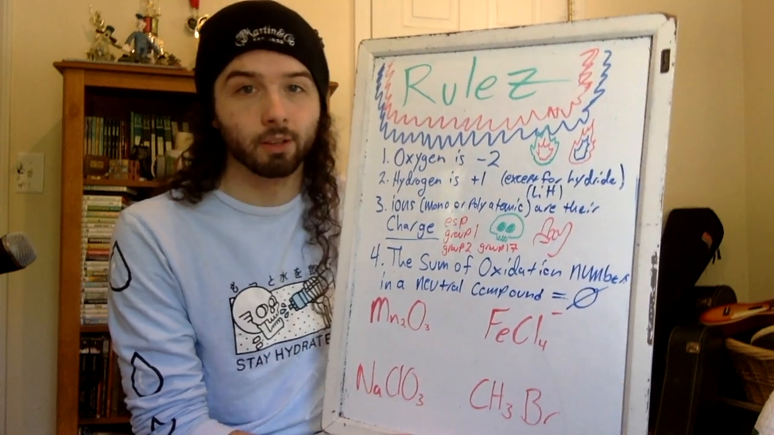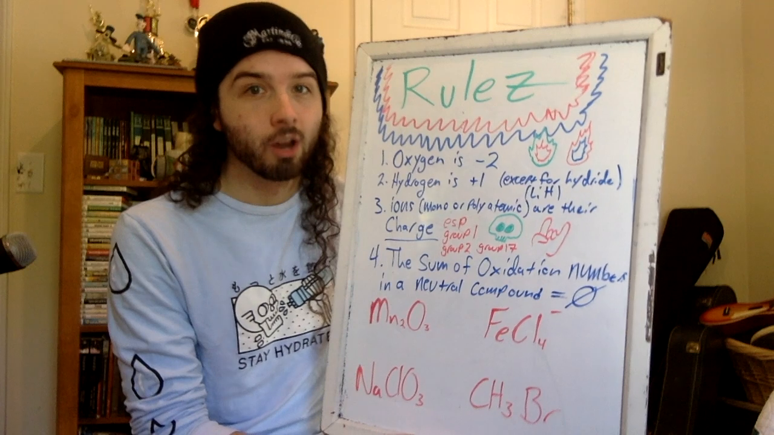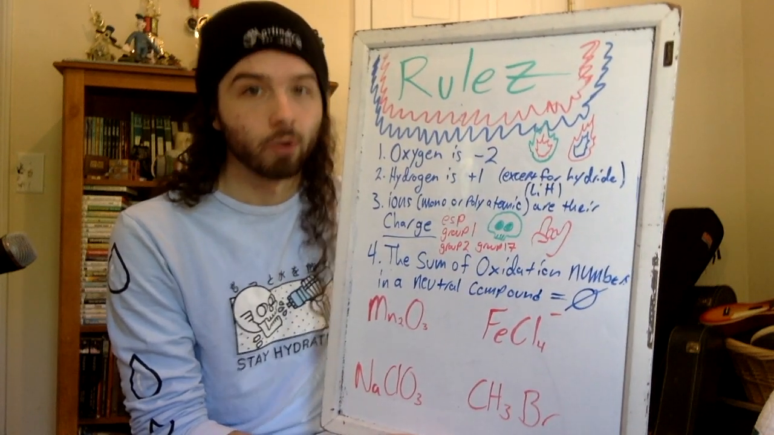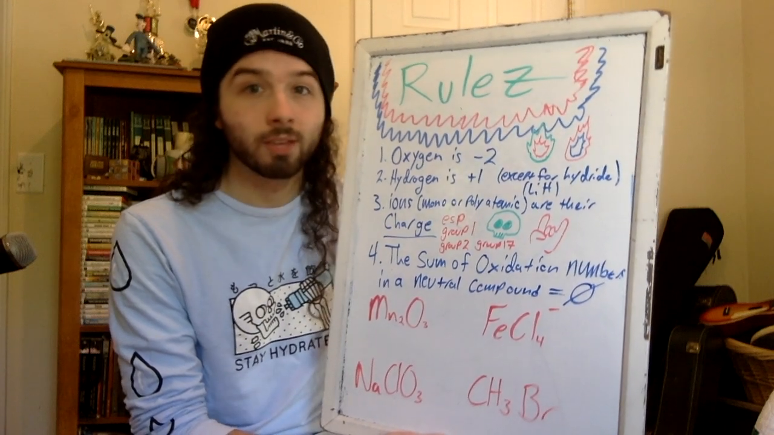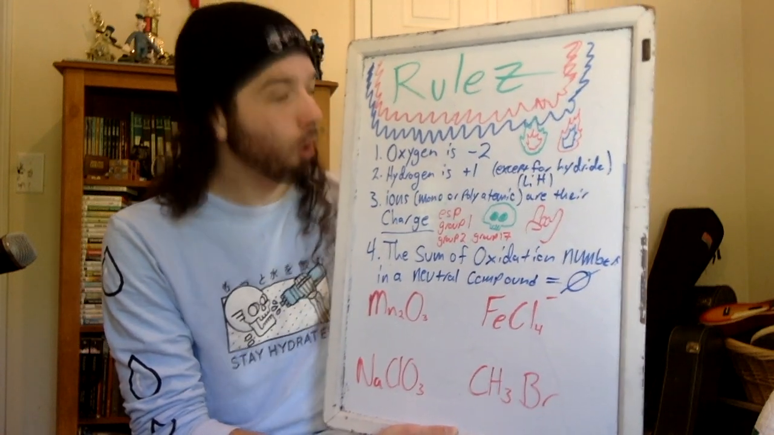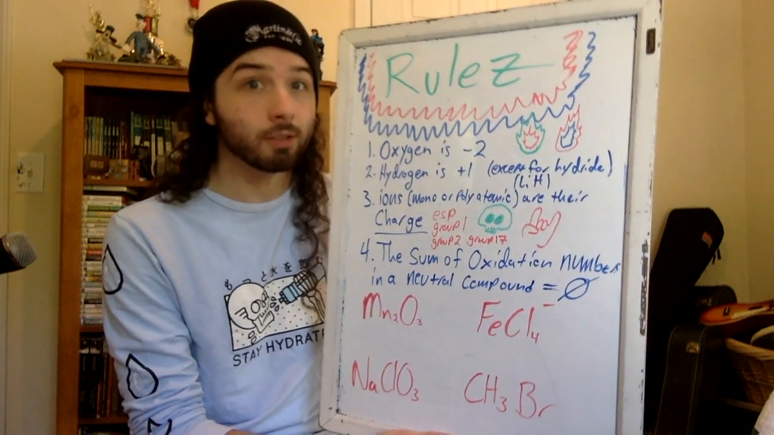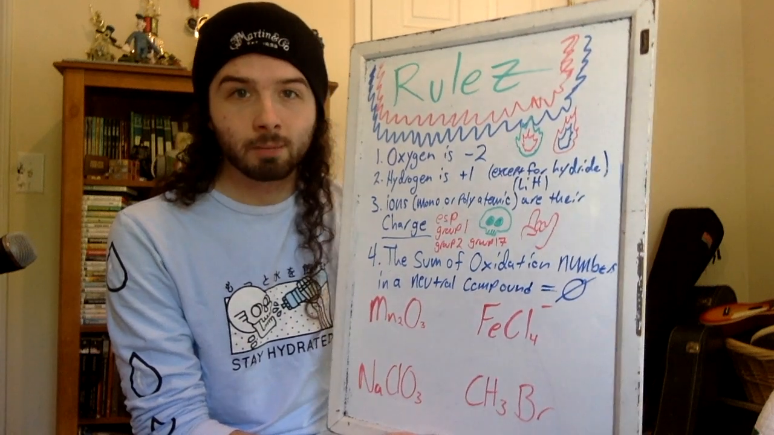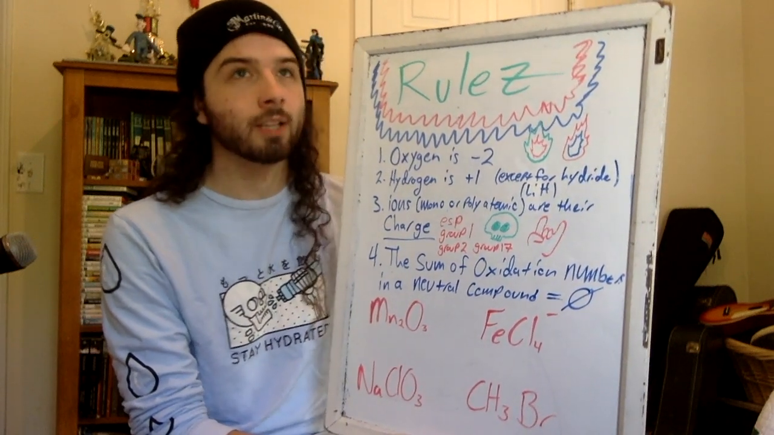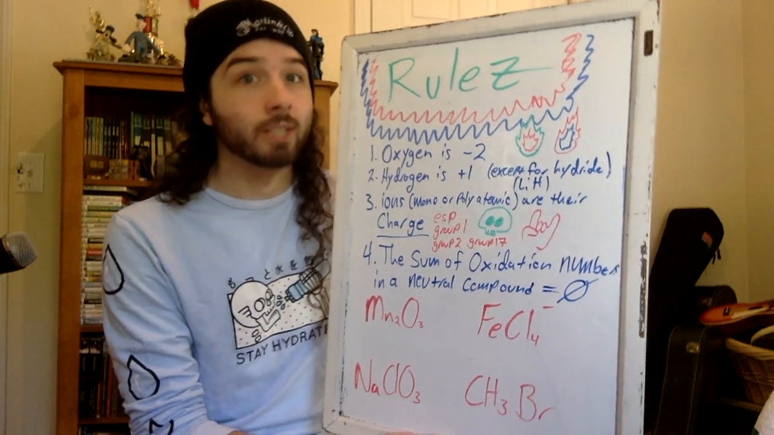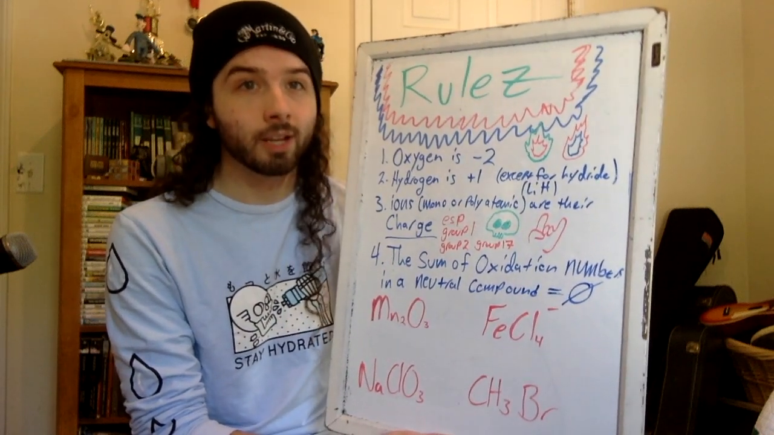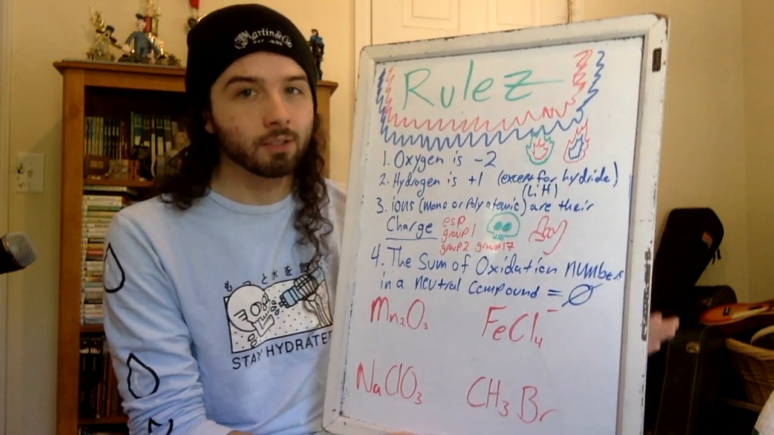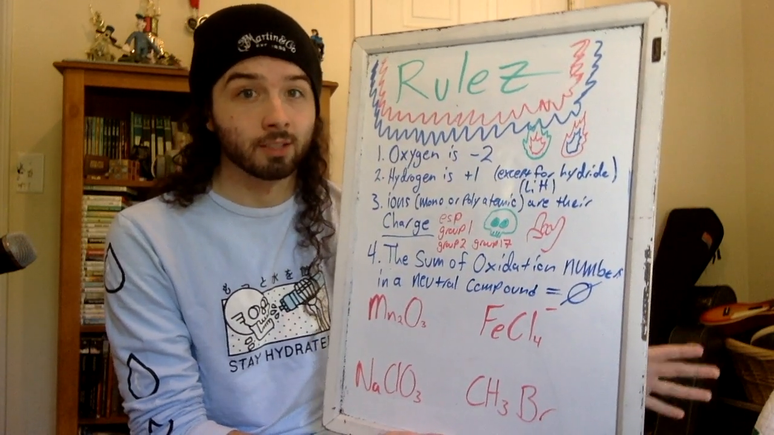Number 3, ions. Mono or polyatomic are always their charge. This is especially true for our group 1 metals, our group 2 metals, or our group 17 halogens. These are always their charge. There are some exceptions also, but usually those 3 groups like to keep their charge. And same with polyatomics, you have to balance it so that it always ends up being the charge that the polyatomic ion is. Oxygen's -2. Hydrogen is +1. Our ions keep their charge as their oxidation state.